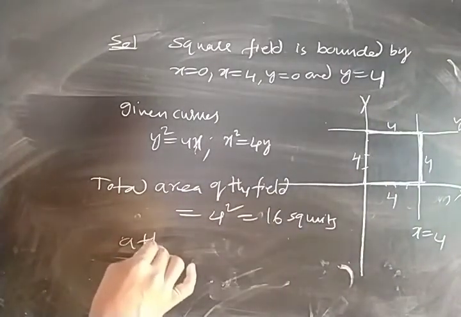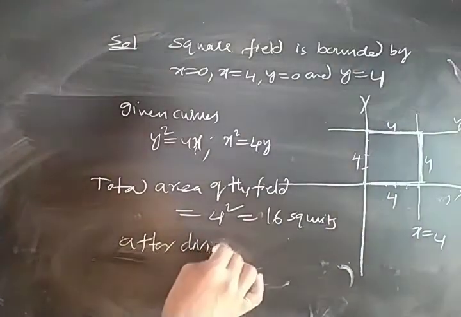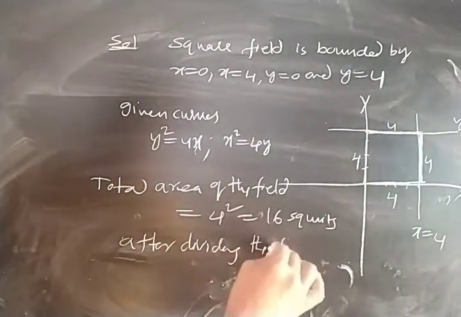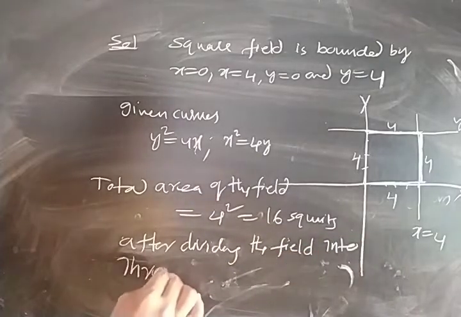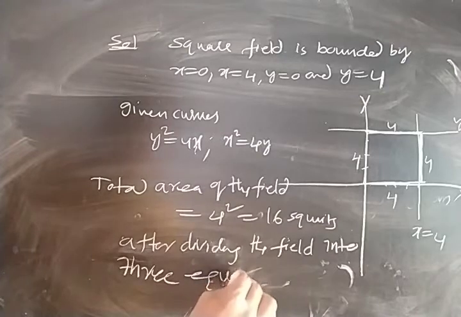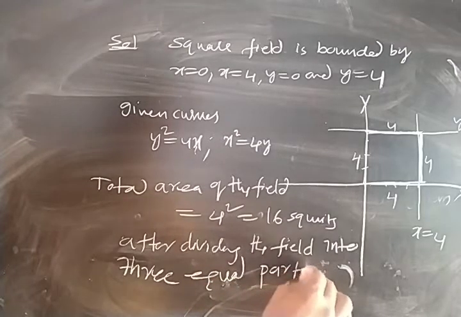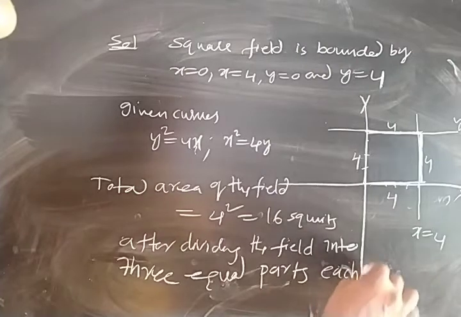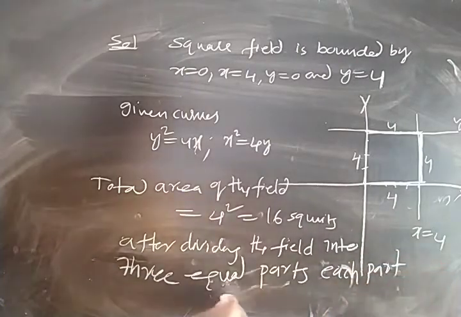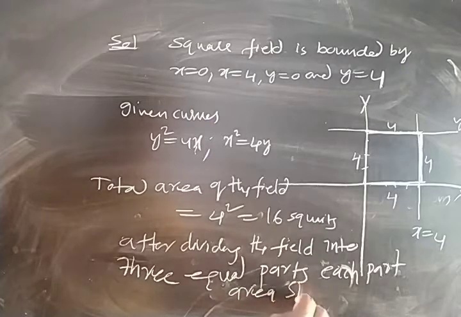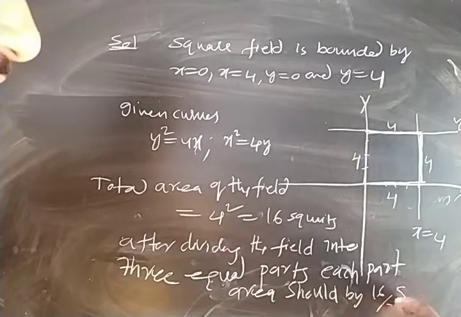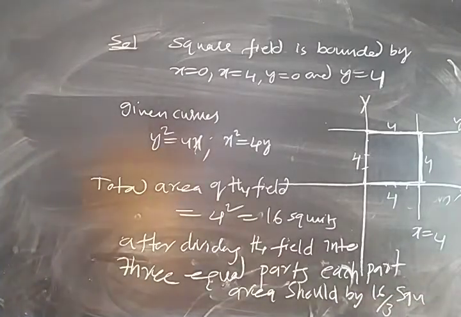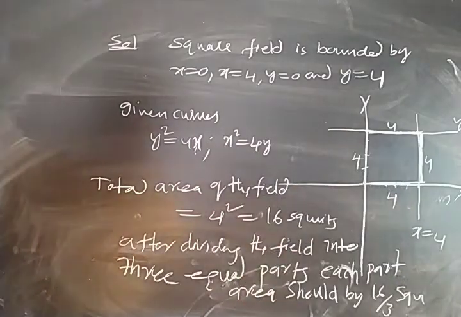So after dividing the field into 3 equal parts, each part area should be 16 by 3 square units. So let me find, is it 16 by 3 or not? If it is 16 by 3, then we can say that it is possible to divide into 3 equal parts.